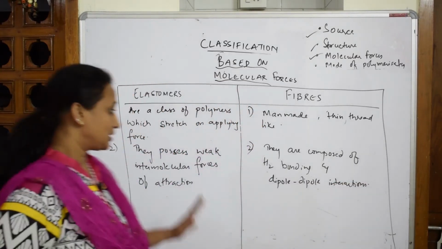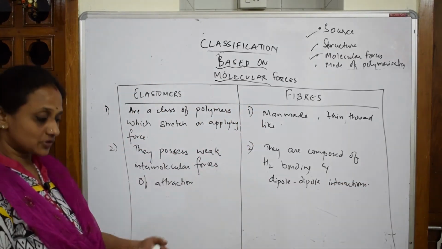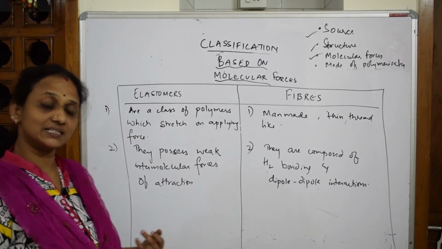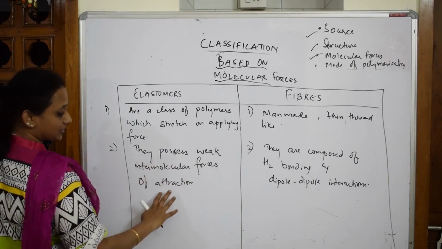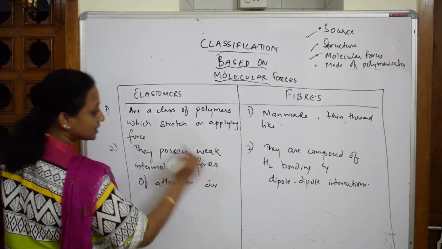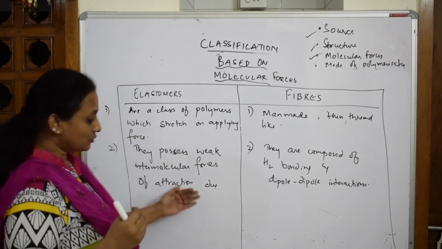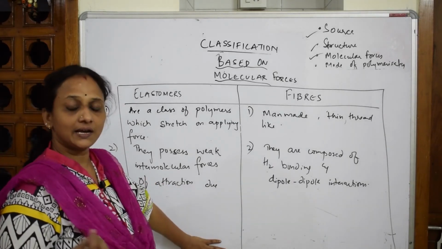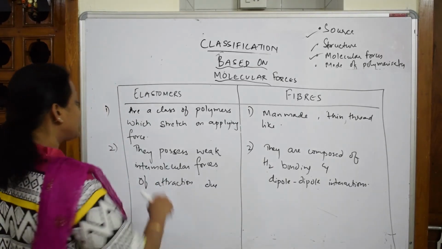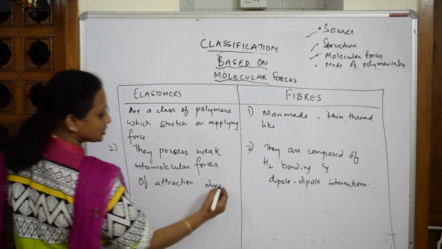Here, because of the weak intermolecular forces, I can stretch it to twice its length. So you can add this point: they possess weak intermolecular forces of attraction, due to which... I have not mentioned that point because I want to extend the answer to 3 marks. If it is 3 marks, you can write 3 points and finish it off with an example.